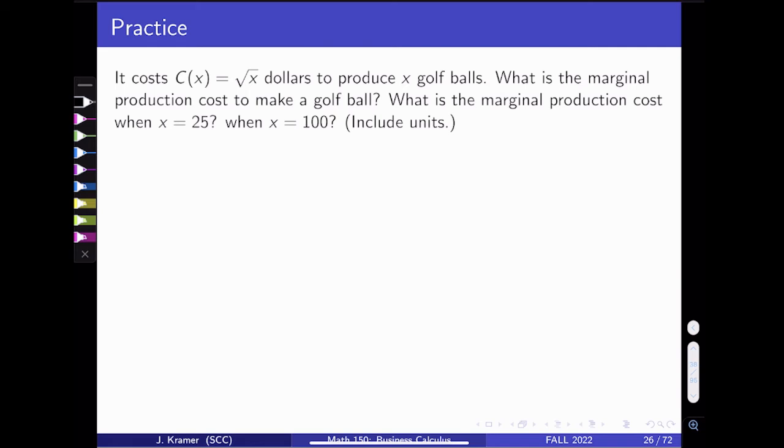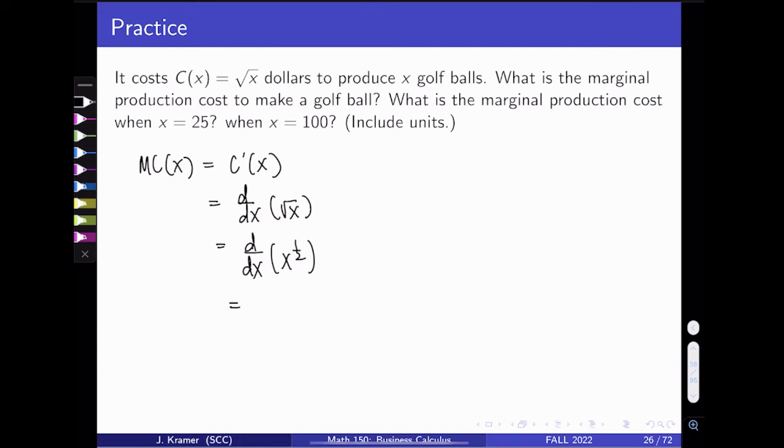So marginal cost is the rate of change of the cost function, and so marginal cost of x golf balls is going to be C prime of x, which will be the derivative of your square root of x function. And we'll want to use the power rule here. So we'll write x to the 1/2. That's going to be 1/2 times x to the 1/2 minus 1, or 1/(2 times the square root of x). This will be your marginal cost of x golf balls. So this will be in dollars per golf ball.